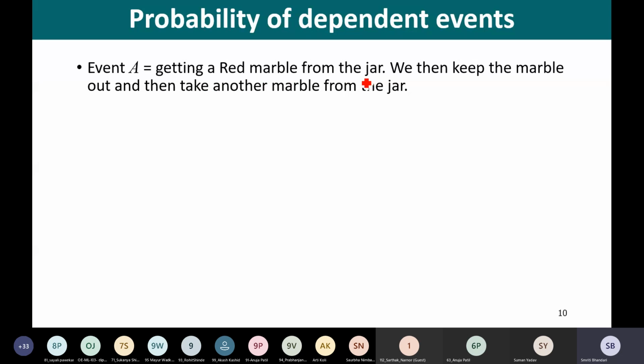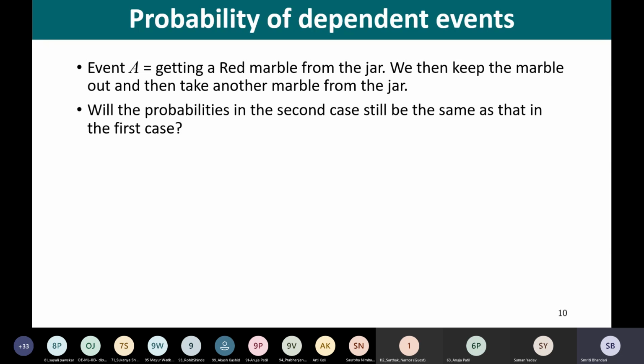Now let us say that event A is getting a red marble from the jar. We then keep the marble out, which means we are not replacing that marble, and then take another marble from the jar. Now, will the probabilities in the second case still be the same as in the first case? That is the question.